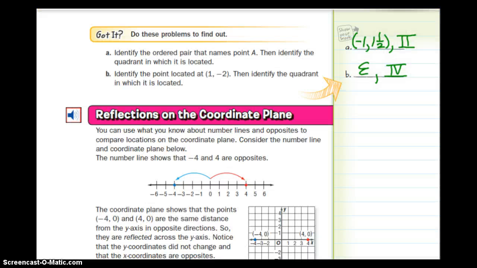Check your answers. A, the coordinate pair is -1, comma 1.5, and it's located in quadrant 2. And then question B, the point at 1, comma -2 is point E, and it is located in quadrant 4. Now let's look at reflections on the coordinate plane.